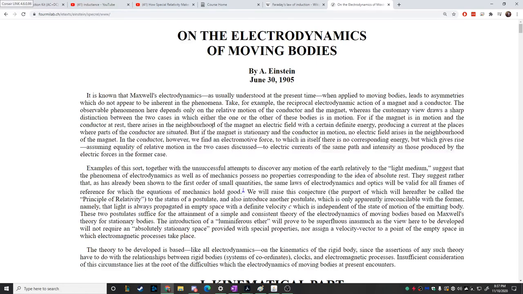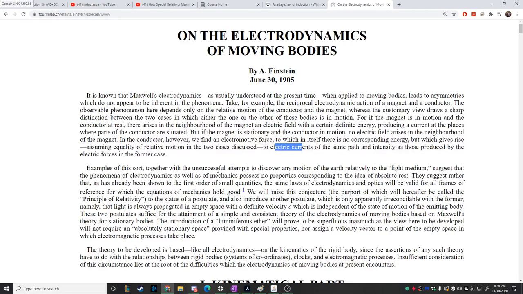For if the magnet is in motion and the conductor at rest, there arises in the neighborhood of the magnet an electric field with a certain definite energy, producing a current at the places where parts of the conductor are situated. But if the magnet is stationary and the conductor is in motion, no electric field arises in the neighborhood of the magnet. In the conductor, however, we find an electromotive force to which in itself there is no corresponding energy, but which gives rise, assuming equality of relative motion in the two cases discussed, to electric currents of the same path and intensity as those produced by the electric forces in the former case.